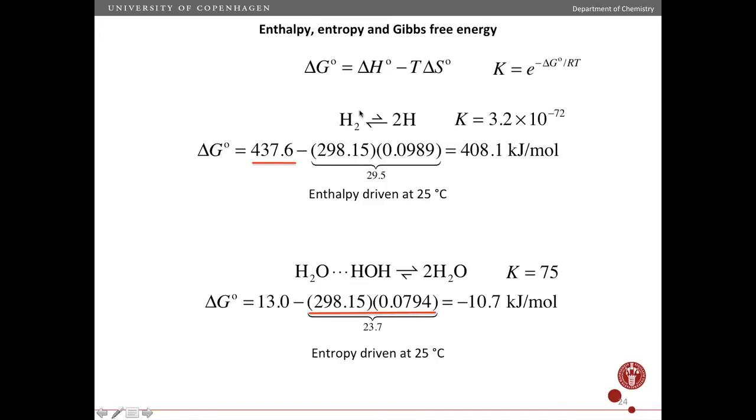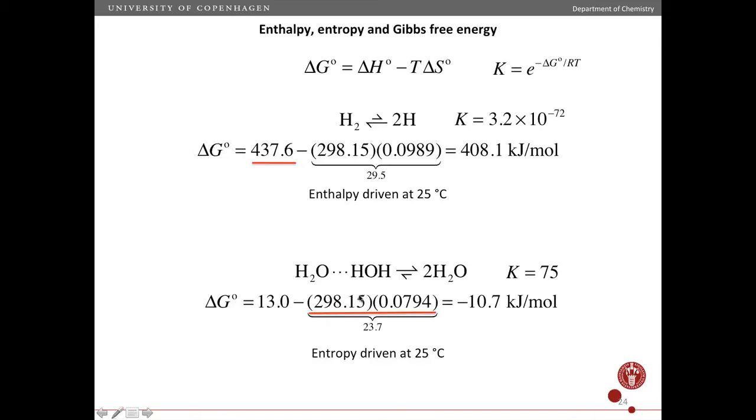And as you can see, the equilibrium lies very much to the left. So there's only a tiny, tiny, tiny fraction of H2 molecules that are dissociated at 25 degrees Celsius. And so one can understand that by looking at the enthalpy and entropy contributions to the free energy. Right? So you can see the standard free energy change is almost the same as the enthalpy change. So in this case, the entropy contribution to the free energy is much smaller than the enthalpy change. So we say that this process is enthalpy driven at 25 degrees Celsius. And that's why the equilibrium lies so far towards reactants, because the enthalpy of the reactants is much, much lower.